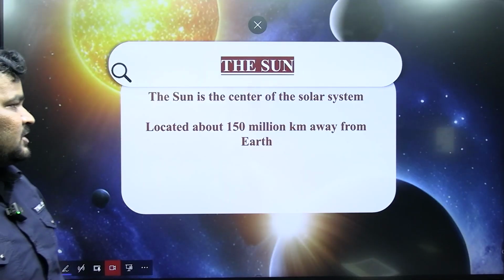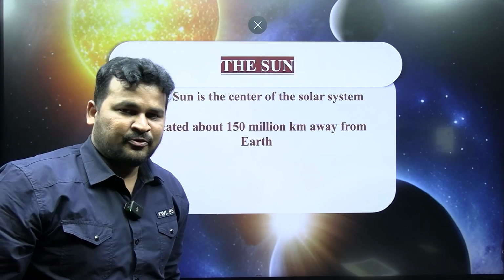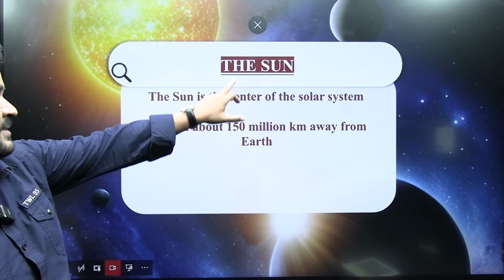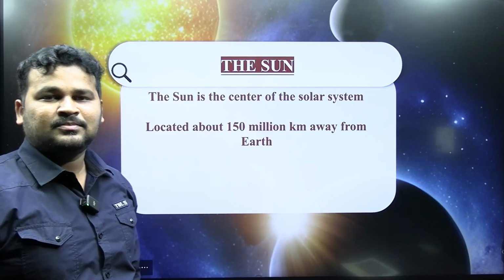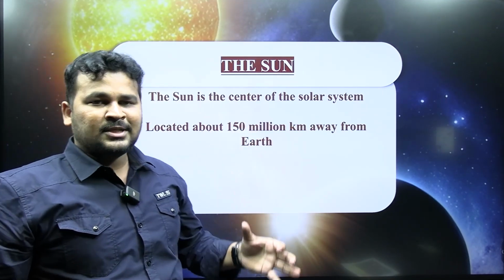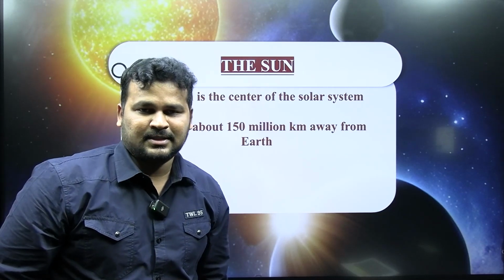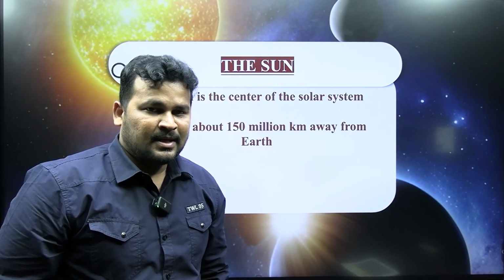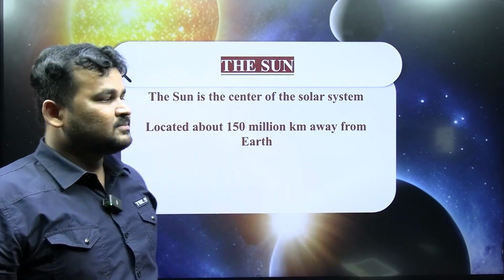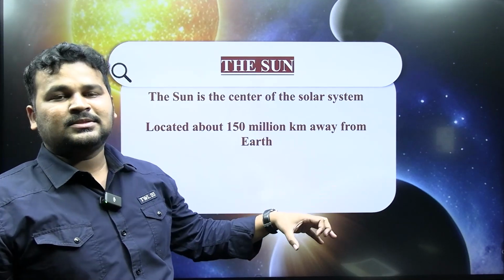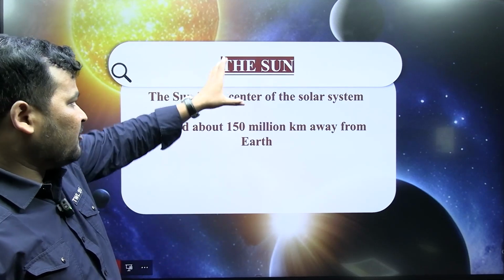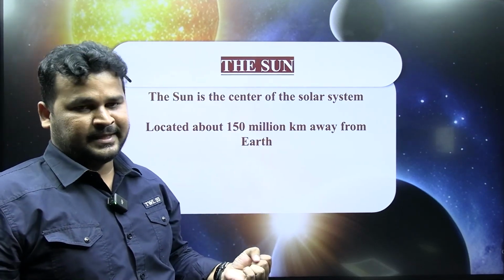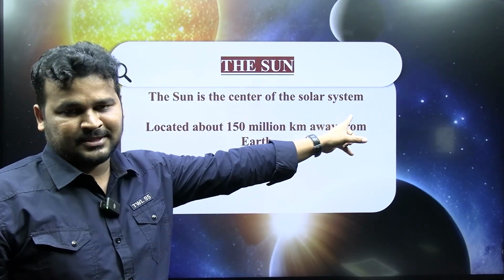Right. The Sun. Now we will see the father of the family, the father of the solar system, the Sun. The Sun is the center of the solar system. Our solar system is heliocentric. Heliocentric means the Sun is at the center. The remaining planets rotate and revolve around the Sun.